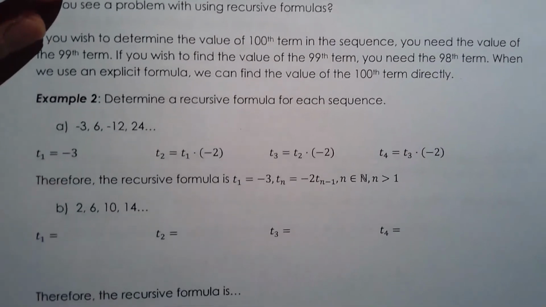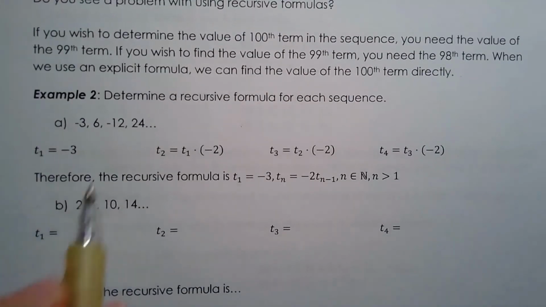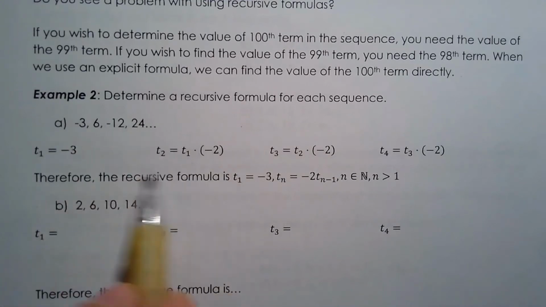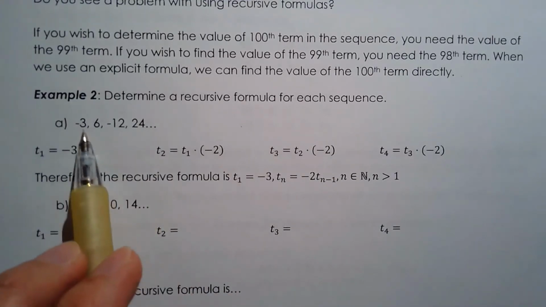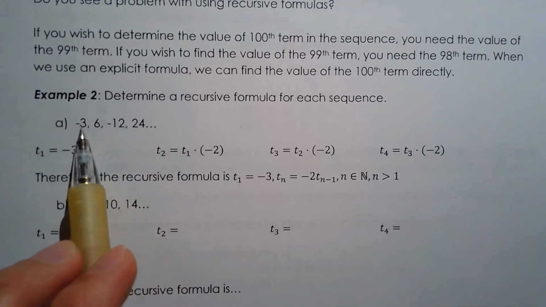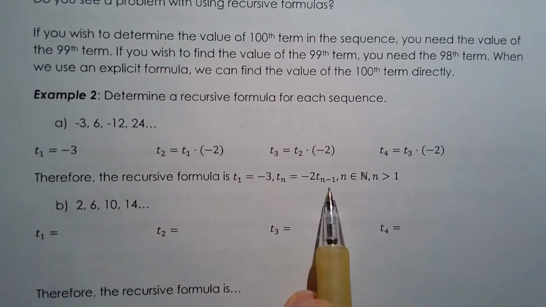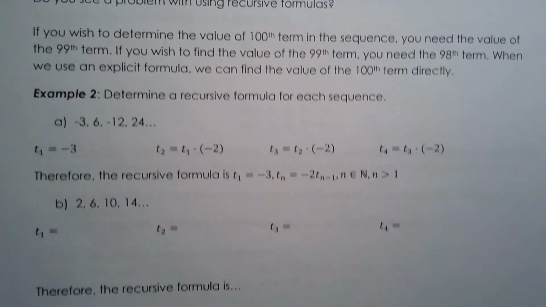All right, so determine a recursive formula for each sequence. So I did the first one here. If you follow this pattern here, follow the sequence, you take the previous term and multiply it by -2. All right, awesome. Okay. Add 4, add 4, add 4.